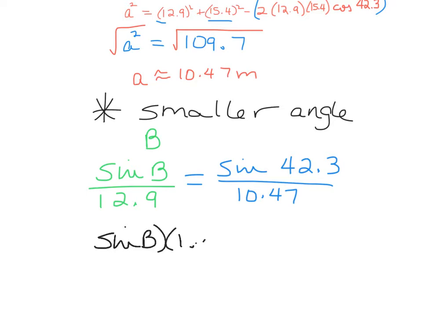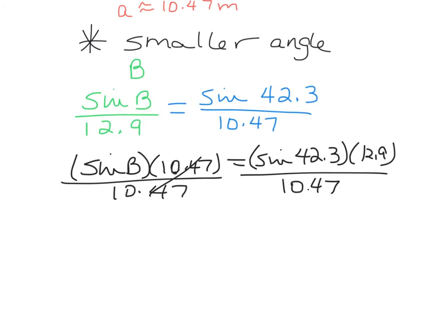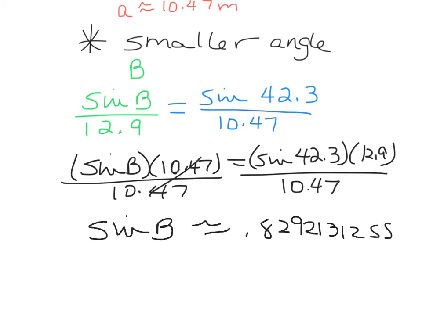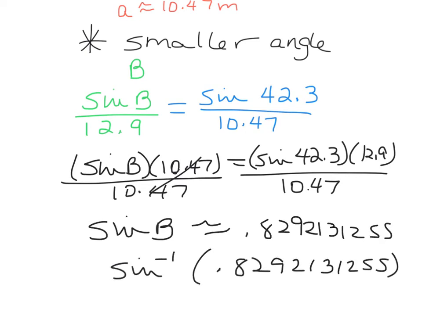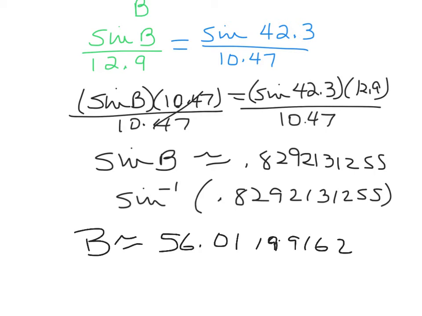So I'm going to show you the cross products here. Sine B times 10.47 equals sine of 42.3 times 12.9. Going to divide by 10.47. And I get sine of B is approximately equal to 0.8292131255. Remember, keep this in your calculator and then just hit second sine, so it opens up sine -1, and then hit second answer, so you don't have to rekey all this. Once you do that and hit enter, the measure of this angle is going to be approximately 56.01799162. We're going to round to the nearest degree here because it's a 0 and make it 56 degrees.